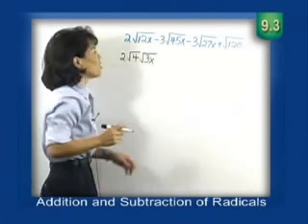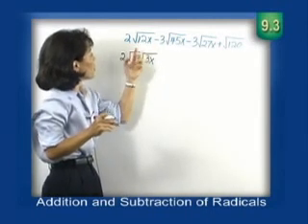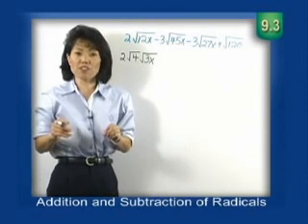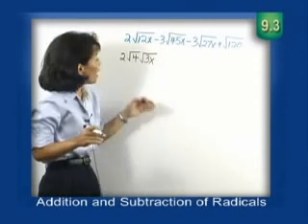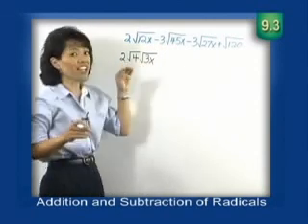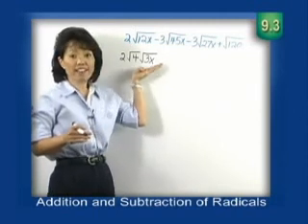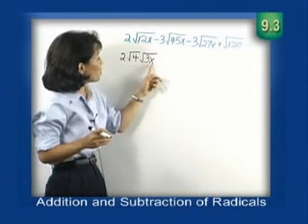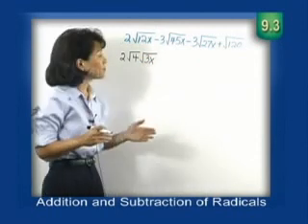Now, if you're a bit confused, let me show you where this came from. 12x is 4 times 3x. Why did I choose to separate it in this particular fashion? The reason why is because the square root of 4 is a perfect square. It's 2. The square root of 3x is not a perfect square, and I know it's going to stay under the radical, so that's why I put the 3 and the x together under one radical sign.